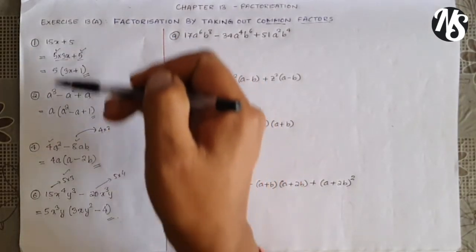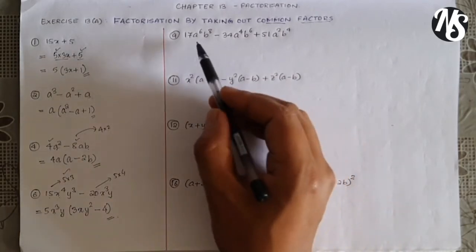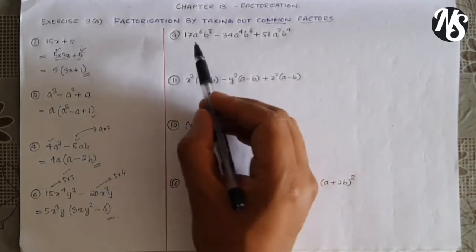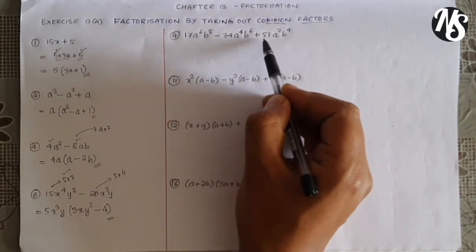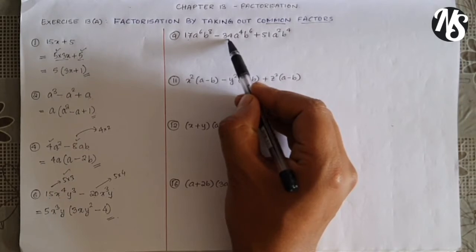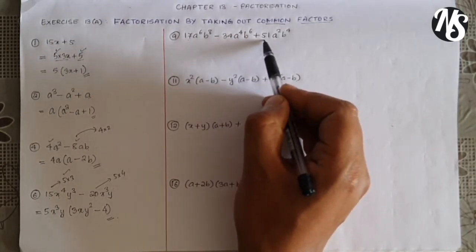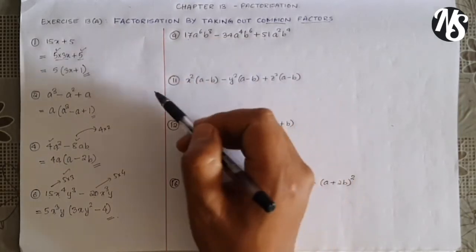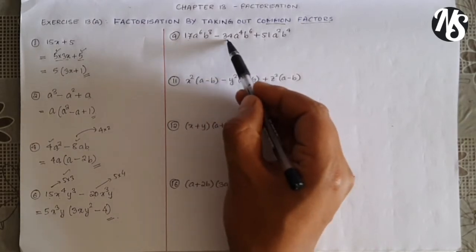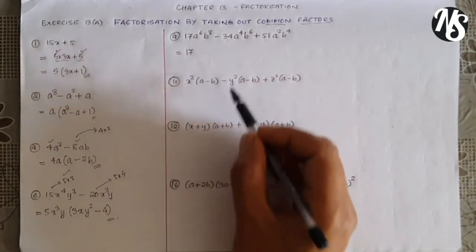Now these were the easy ones. Let's have a look at the bit tougher questions. Question C is factorize this particular thing. Now here we have 17, here 34, here 51. You know 34 can be written as 17 into 2 and 51 is 17 into 3. So this contains 17, this also contains 17, this also contains 17. That means 17 can be taken as common.